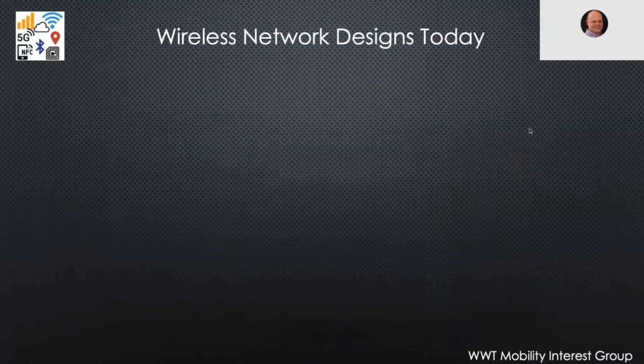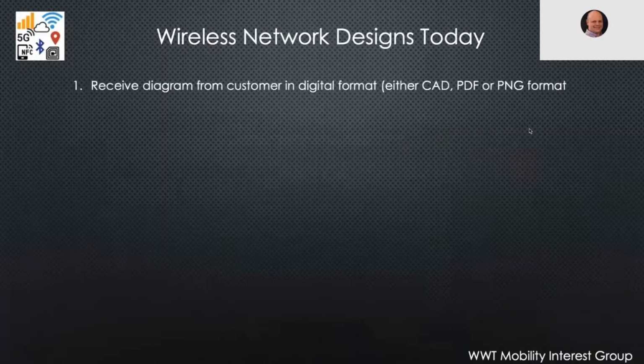So what are we doing today around wireless designs, and how are we doing them, specifically within Worldwide and kind of where we're going with it? So the first thing we're doing is we're still receiving that diagram from the customer, but this time it's in digital format. So either we get an AutoCAD from the customer, we get a PDF file, we get a PNG, something like that. So, it's got the entire building layout. I've got a PDF with all of the floors that I'm looking for, that kind of stuff, so that I can load it and actually do something with it.